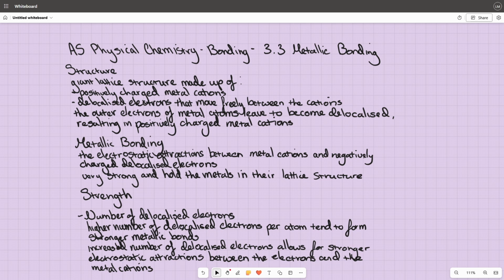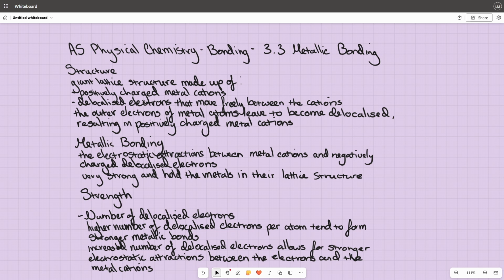So, metallic bonding, as you know, is the bond between two metal atoms. The structure of this is a giant lattice structure, made up of positively charged metal ions, or metal cations, and then the rest is a sea of delocalized electrons, which means they move freely between the cations. How this is made is the outer shell of electrons on the metal atoms leave to become delocalized, resulting in positively charged metal cations. So that is how the metal becomes positive ions.